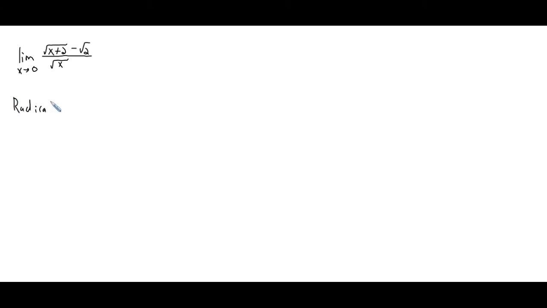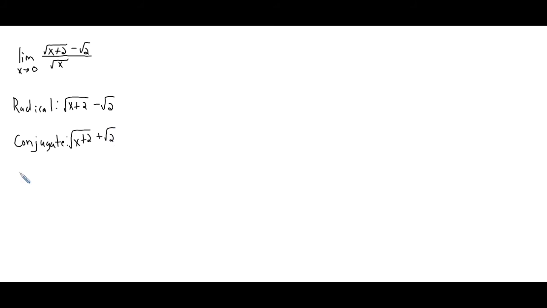And remember, we're looking for the sum or difference of radicals. And we see that in the numerator, the square root of x plus 2 minus the square root of 2. So that's our radical. The next step is to identify the conjugate of the radical. Since here we have the square root of x plus 2 minus the square root of 2, the conjugate is just going to be the square root of x plus 2 plus the square root of 2.